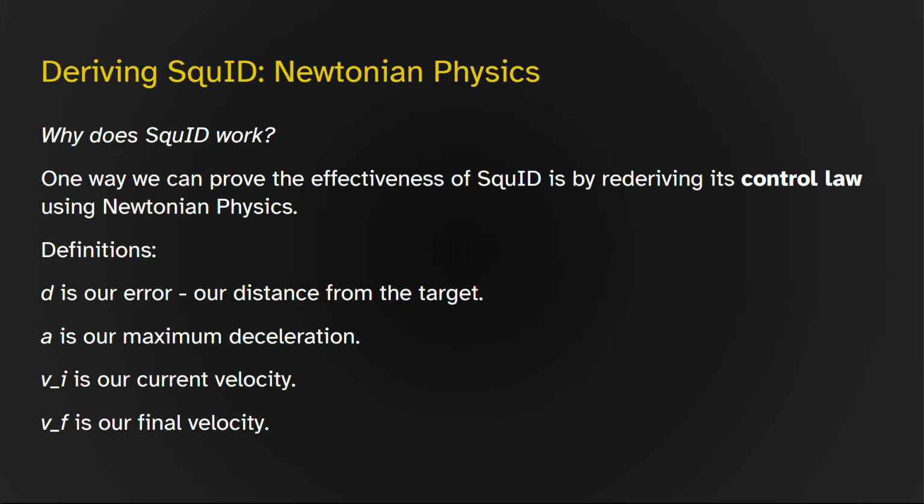So let's start with some definitions. D is our error. It's how far away we are from the target. A is our maximum deceleration. If you think about the brakes in a car, it's how fast your car can stop once you're pressing the brakes. VI is our target current velocity, so it's how fast we want to be going at the instant in time that we're running the SquID. And VF is our final velocity. It's how fast we want to be going once we reach our target.